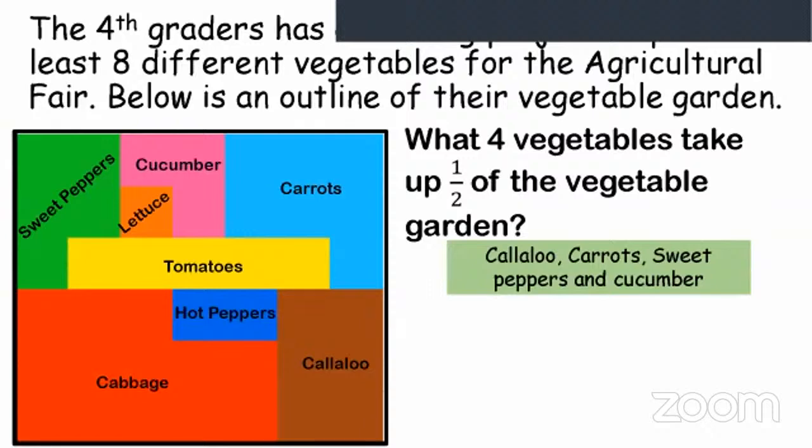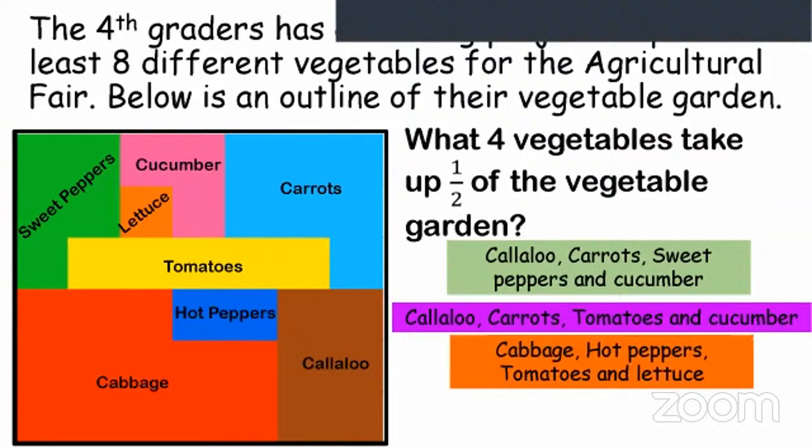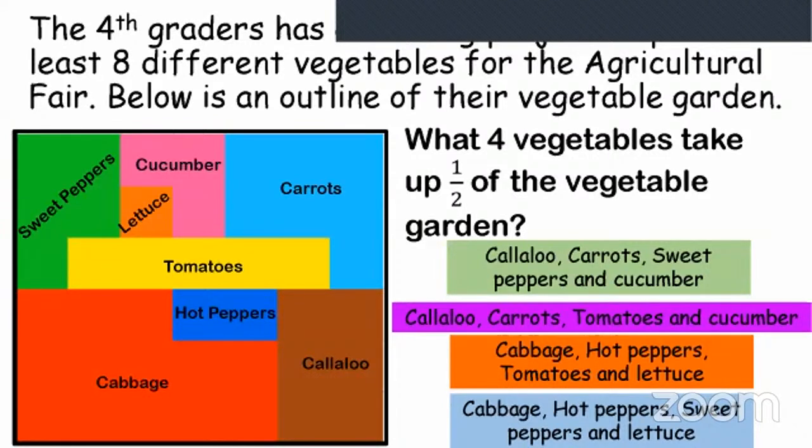So we have callaloo, carrots, sweet peppers, and cucumber. We have callaloo, carrots, tomatoes, and cucumber. We have cabbage, hot peppers, tomatoes, and lettuce. And we have cabbage, hot peppers, sweet peppers, and lettuce. So those are the 4 vegetables that will take up half of the garden. All right, so let us move on to another question.